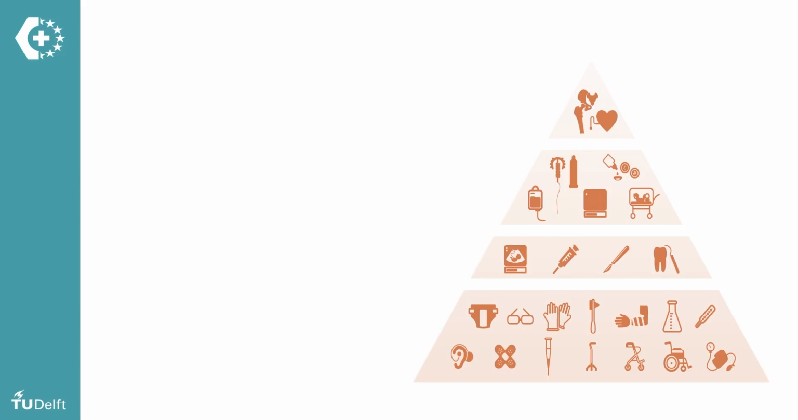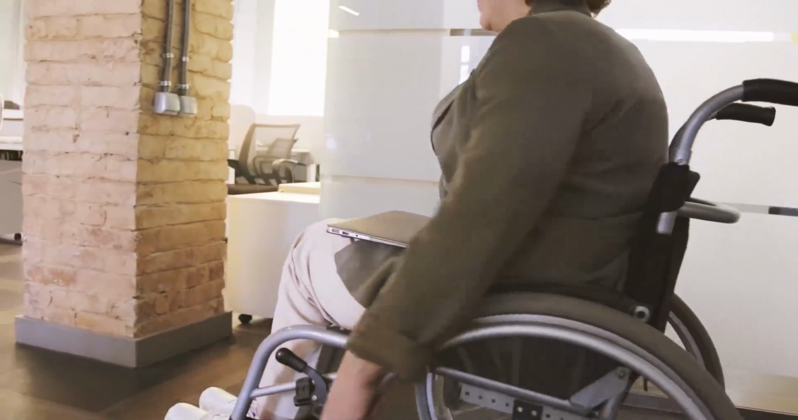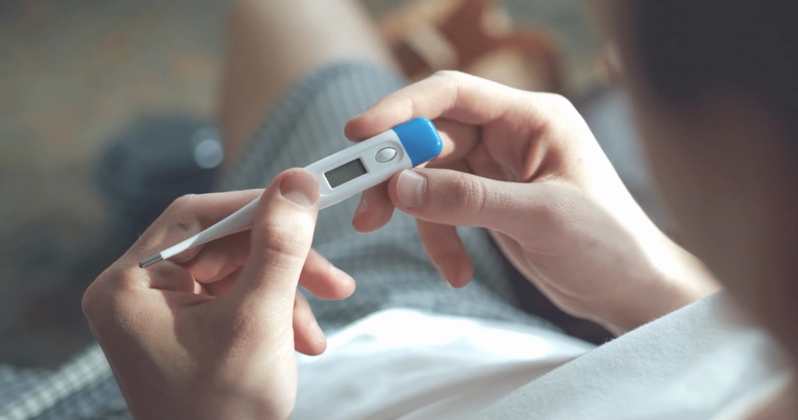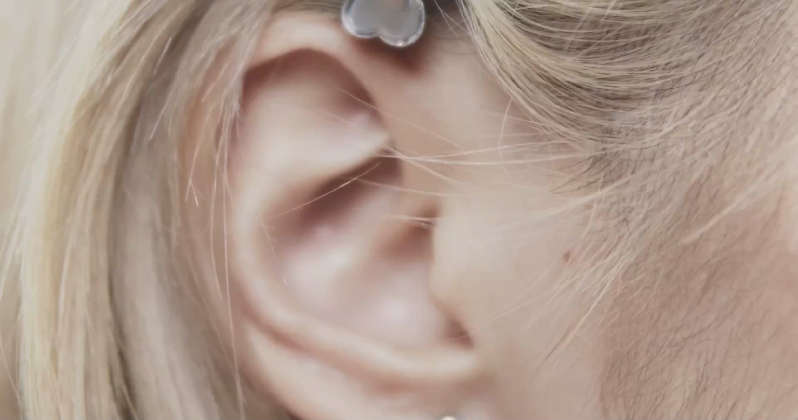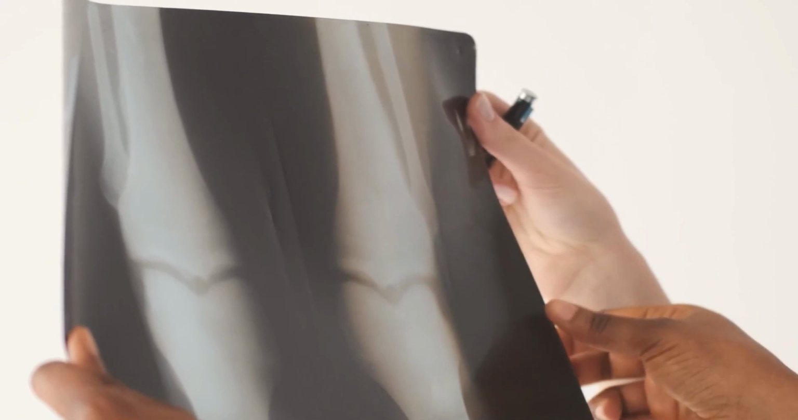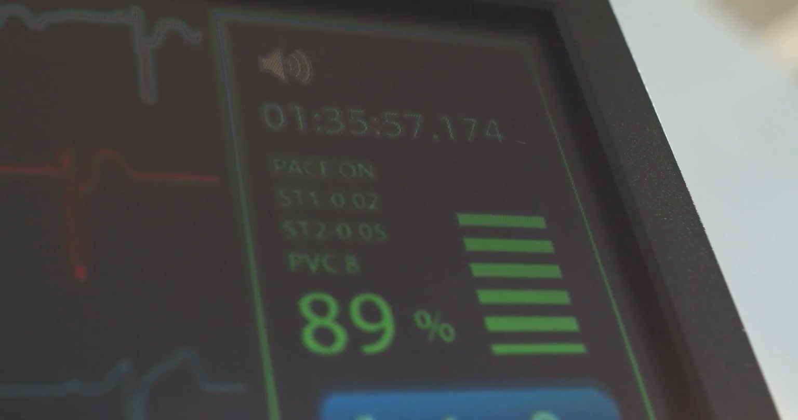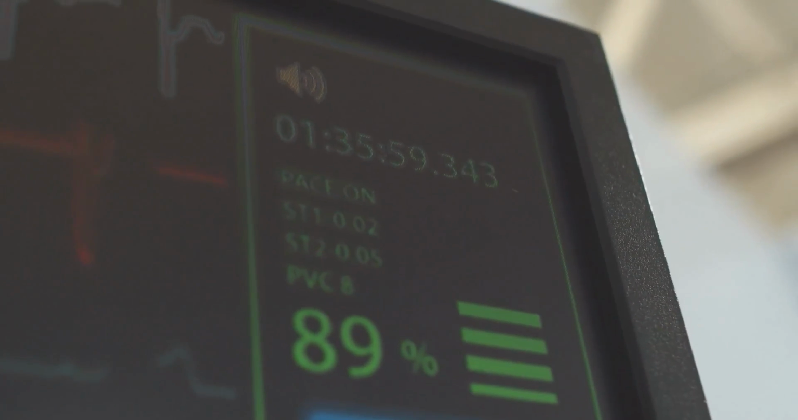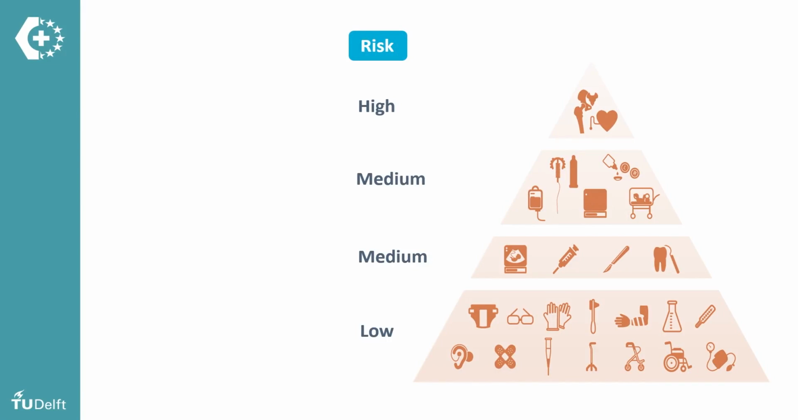This is our medical devices classification pyramid. At the bottom, you see the lowest risk medical devices like wheelchairs, thermometers of various kinds, and hearing aids. At the top of the pyramid are the highest risk medical devices like bone implants and implanted pacemakers that keep a bad heart going. Depending on how much risk is connected to a device, we classify it as class 1 for the lowest until class 3 for the highest risk devices.